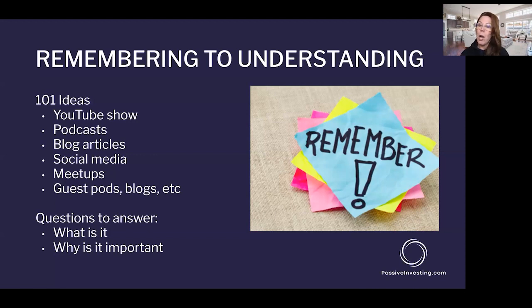You can do this through blog writing. Social media: you can take all these things, the YouTube show, podcasts, and blogs, chop it all up, and put it on your social media. You can do meetup groups, where maybe you invite somebody to meet up once a week or once a month, where you define these terms for everybody. You can also do this remembering and understanding on other guest shows.